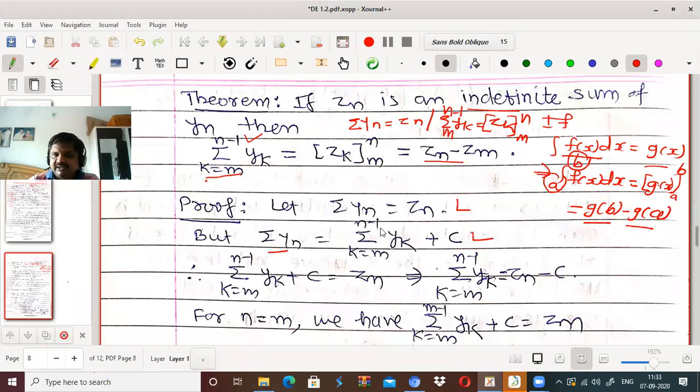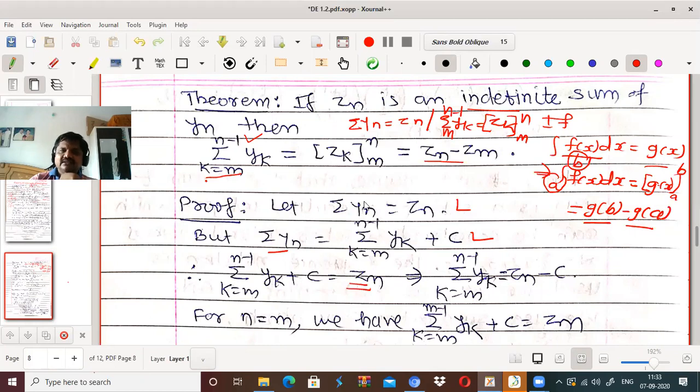This is a relation between definite integral and indefinite integral. Summation of yn is equal to summation from k equal to m to n minus 1 of yk plus integrating constant c. Therefore, from this, summation from k equal to m to n minus 1 of yk, this term, plus c equals zn.